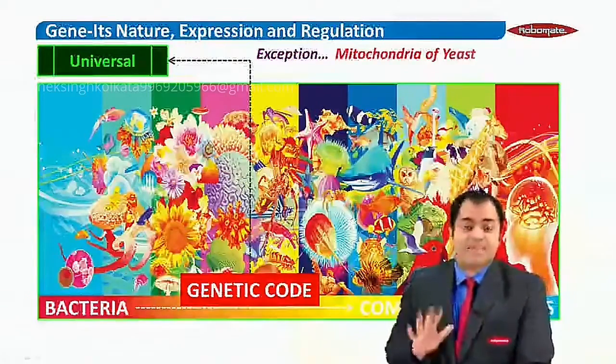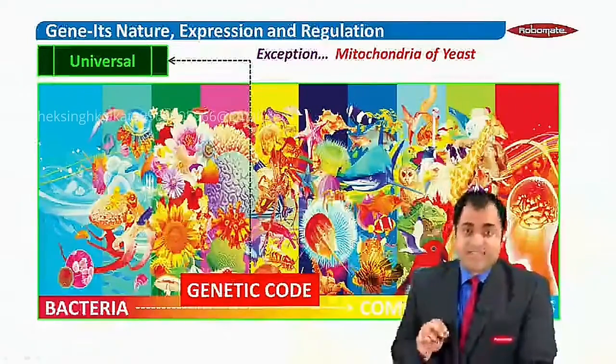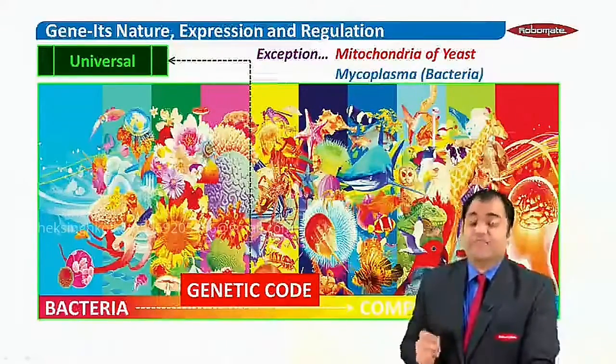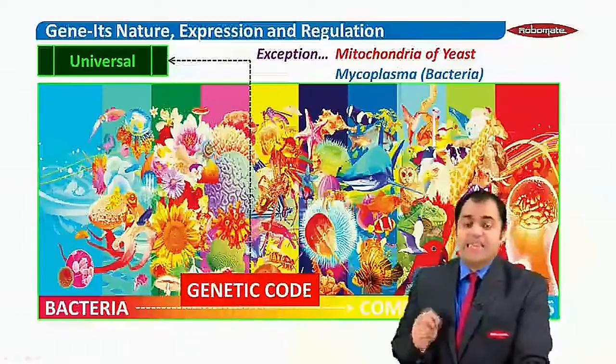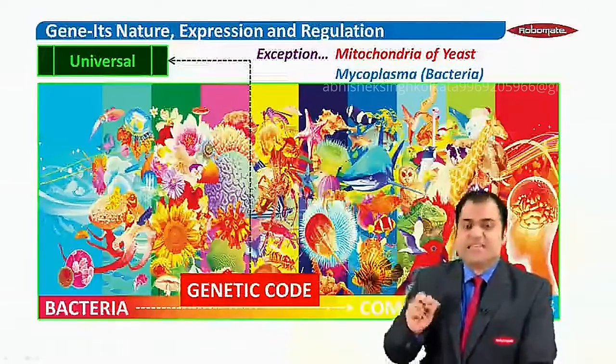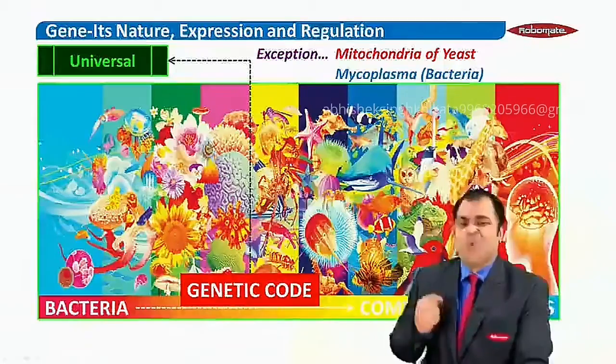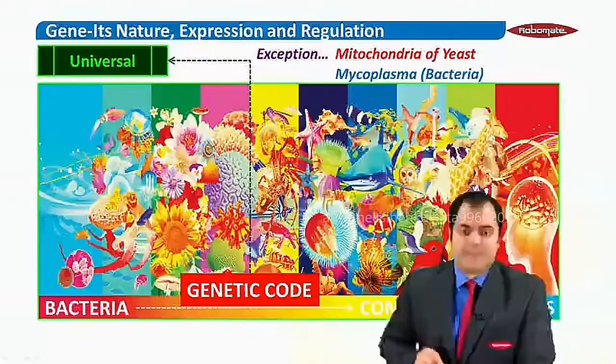Now they say that the mitochondria of yeast, as well as a bacteria by the name of mycoplasma, show slight difference in the understanding of the genetic code. And what is that difference? Let us see one exception here.